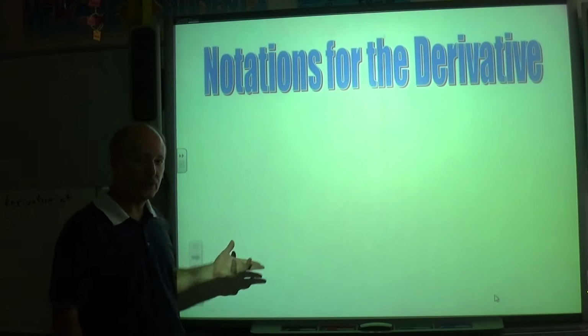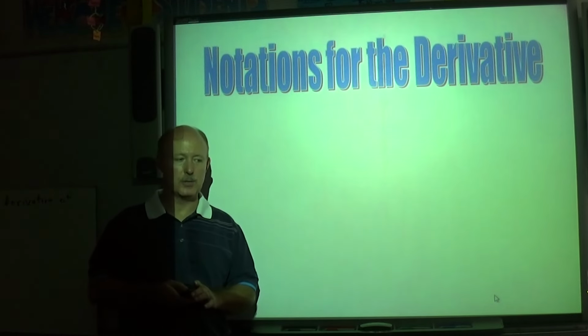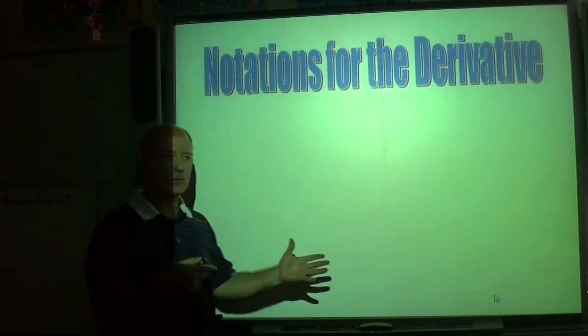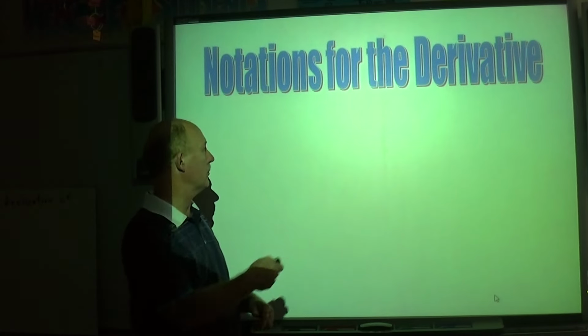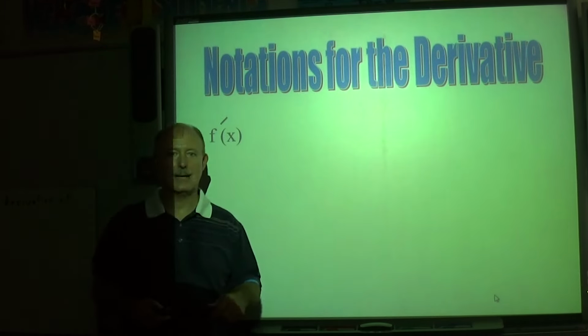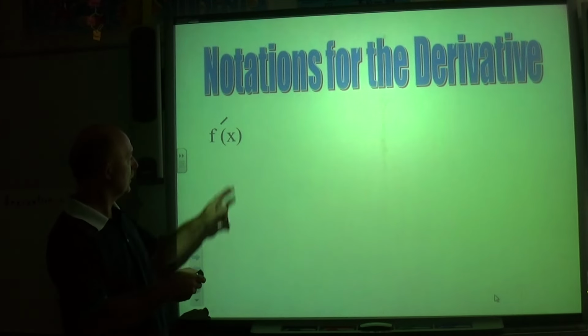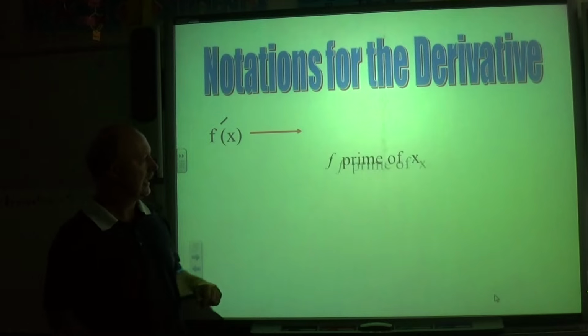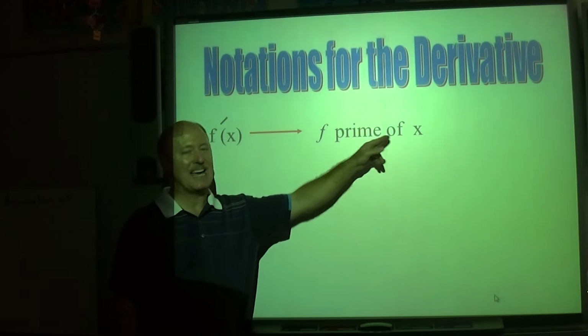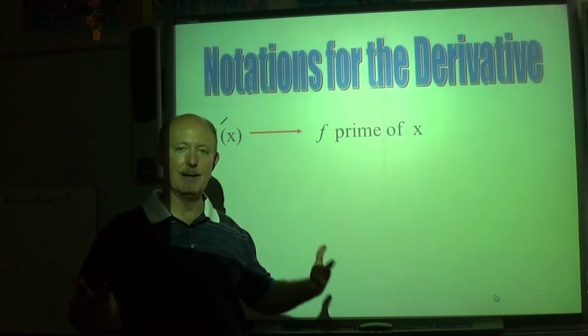Now, let's take a look at some notations for the derivative. There are several different ways to indicate a derivative. First, my favorite, f prime of x. You look at f and then the little slash, and then x. This indicates f prime of x, so that indicates a derivative. That's one way to do it.